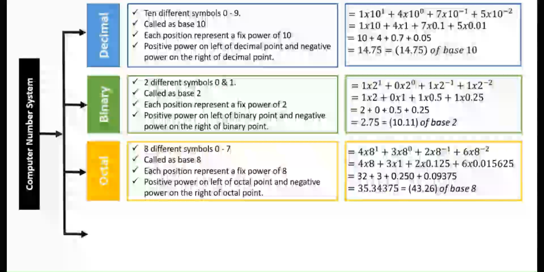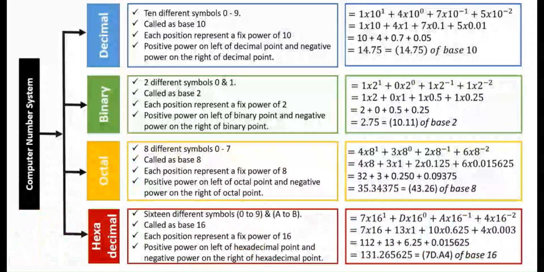And the last one is hexadecimal. Hexadecimal is the most commonly used number system in embedded C or the programming of controllers. It contains 16 different symbols, from digit 0 to 9 and after that the characters A to F. That's why it is also called base 16, and again each position represents a fixed power of 16. The left hand side of the hexadecimal point is positive power and on the right it's negative power.